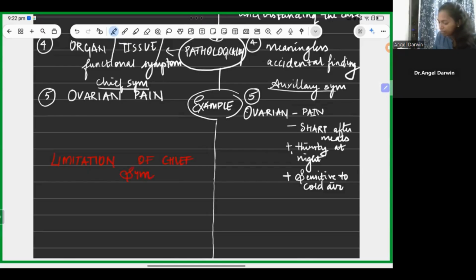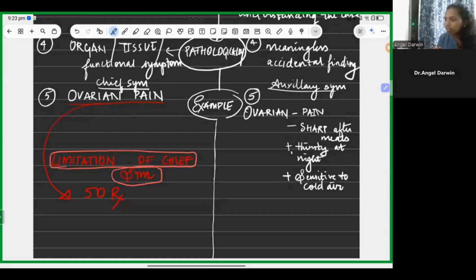This ovarian pain will have at least 50 remedies in the repertoire. Okay. Only on the basis of this, if a young doctor starts giving from 50 remedies, which remedy will he give? Which one remedy? So this will create a lot of confusion. That is the first limitation of the chief symptom.